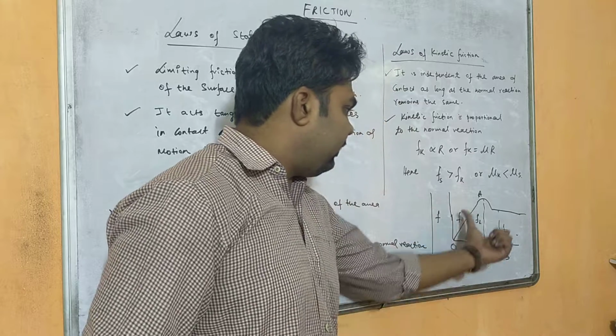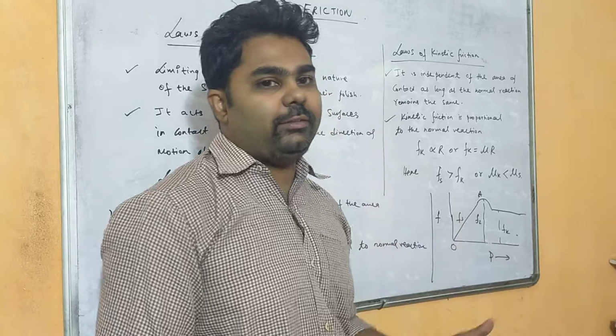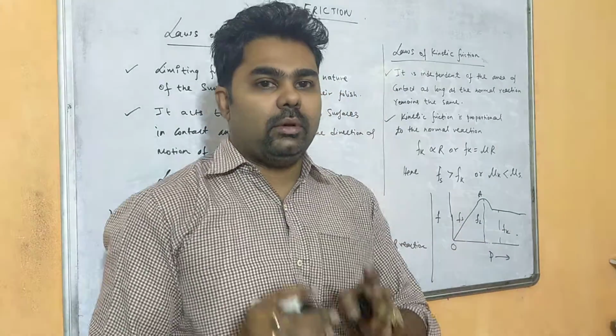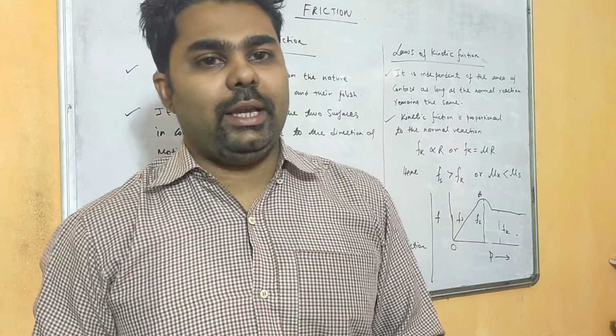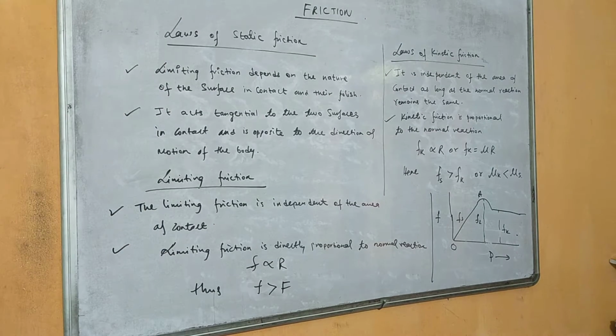So from this graph it is clear that limiting friction is greater than the static friction. It is greater than kinetic friction, right? So there are a few laws of static, limiting as well as kinetic friction. We will see on the board. So laws of static friction, the first law is that friction depends upon the nature of the surface in contact and their polish.